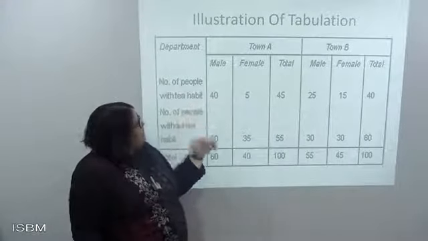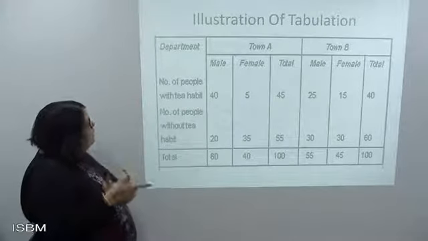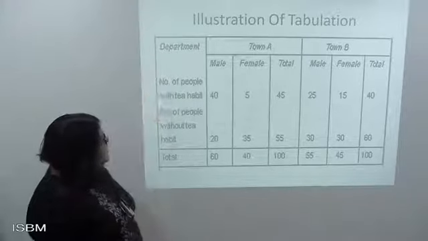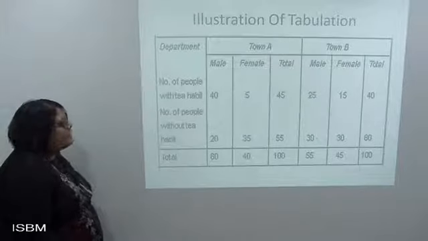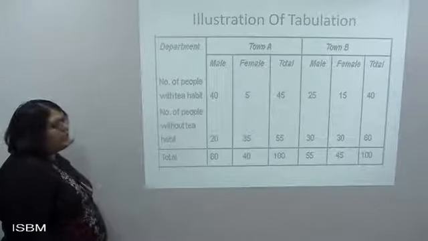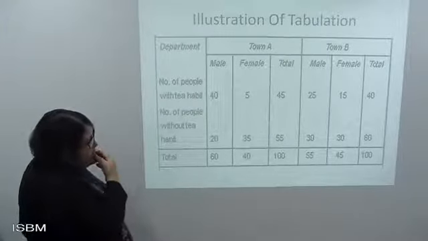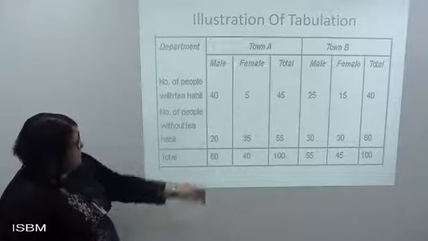So in town A, 40% of the males drink tea, while 5% of the females have the habit of drinking tea. Then in town B, 25% of males have the habit of drinking tea, while 15% of females have the habit of drinking tea. That accounts to 40% of my total data.